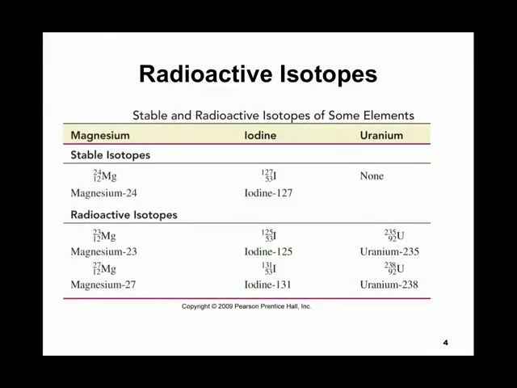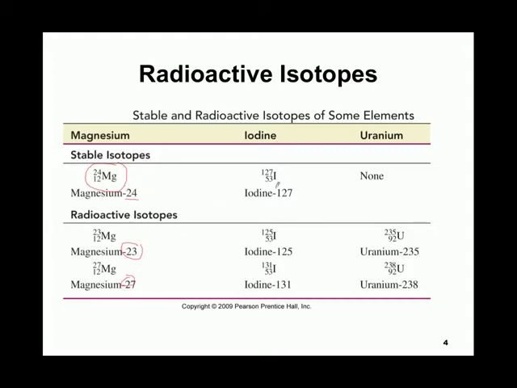Let's take a look at this slide. Here we have some different radioactive isotopes to check out. We have magnesium-24, which is stable, and you notice we call it 24 because we have to say the mass number with it, and that's compared to magnesium-23 and magnesium-27, which are both radioactive. And so for the radioactive isotopes, we either have more or less neutrons than the stable one.